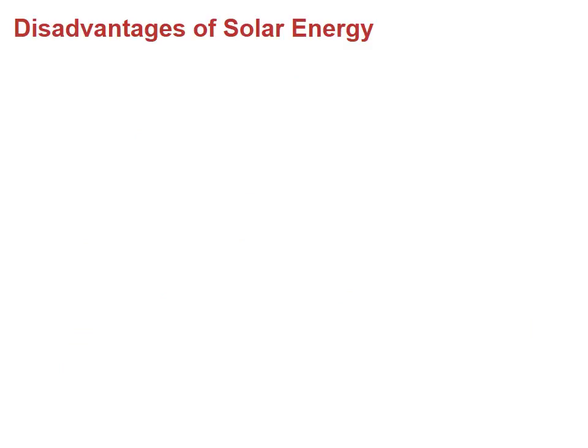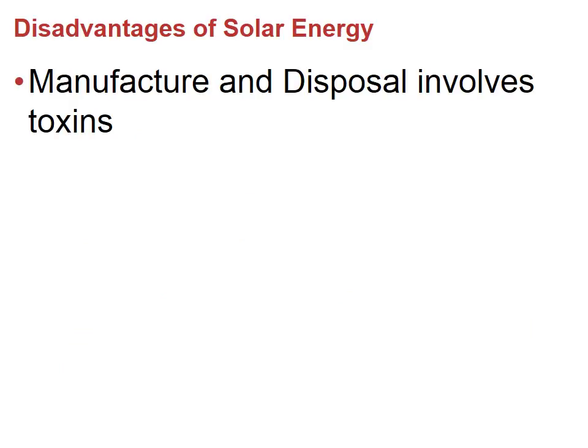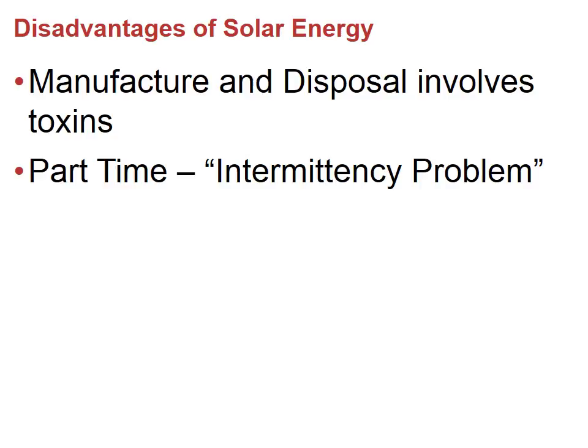Let's talk about them. The manufacture and disposal of solar panels is probably not awful if you want to compare it to mountaintop coal removal, but it's definitely something that you need to be concerned about. The semiconductor industry involves lots of toxins, and so that manufacture and disposal is definitely not a clean process. And also, while it can help us meet our peak energy demand on that hottest day of the year, it has what I'm going to call an intermittency problem.